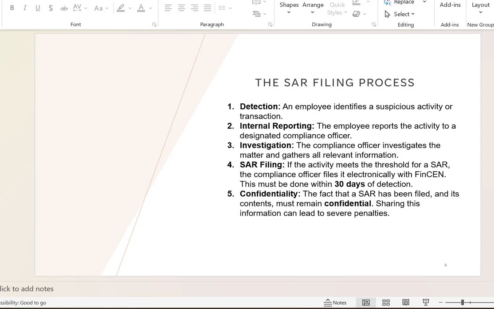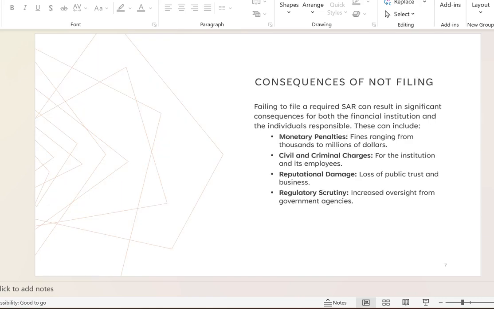And then there is confidentiality. The fact that a SAR has been filed is highly confidential, and sharing this information can lead to several penalties. So we don't share this information with anyone. It is a confidential document. It is between the financial institution and the financial intelligence unit or the central bank of that country. This communication will happen, and further investigation on the SAR after filing is done by the financial intelligence unit.